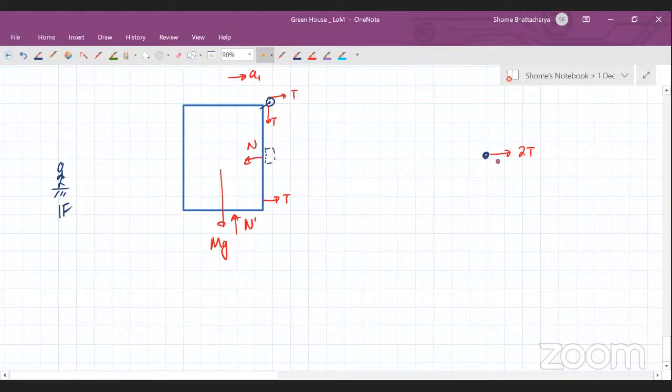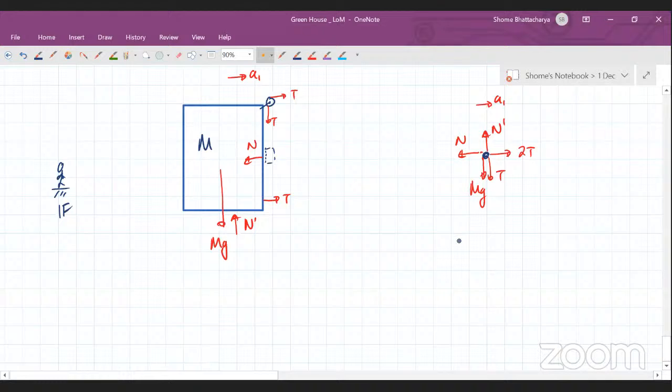Okay. So counting together all the forces on it, there will be 2T acting horizontally, T acting vertically downwards, one normal contact force N that the block is applying backwards, the normal reaction that the ground is applying upwards, and of course the weight of the block, and it is having an acceleration A1. So this is the wedge, capital M.